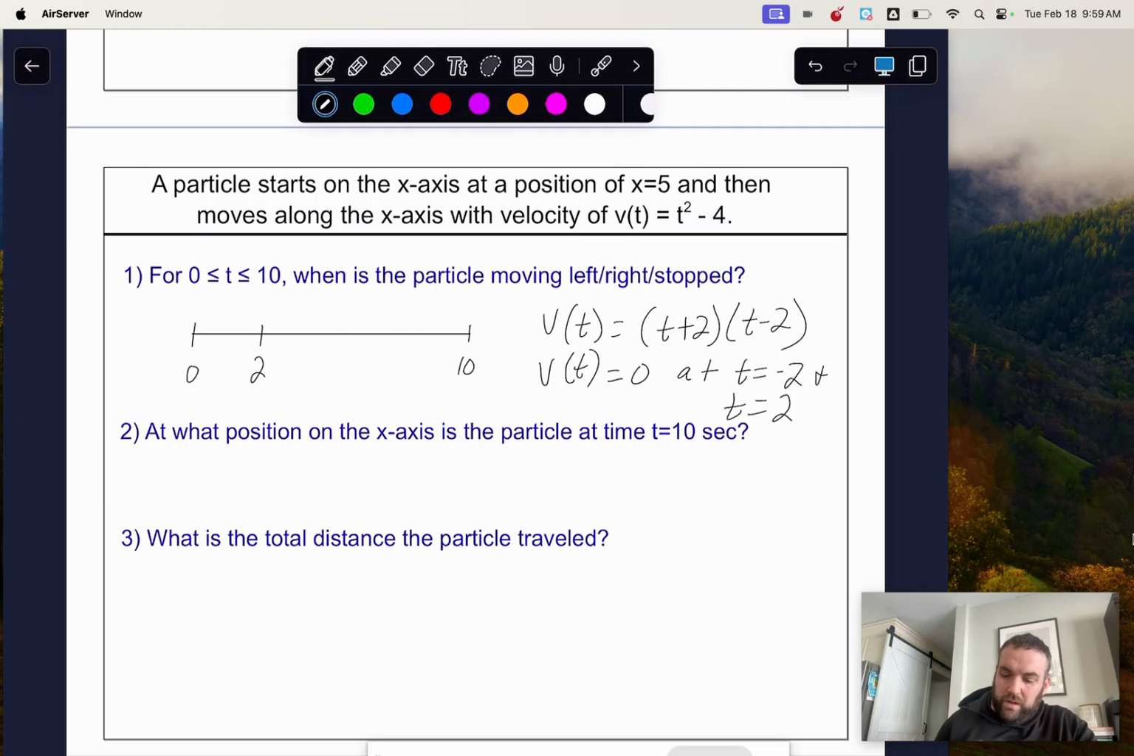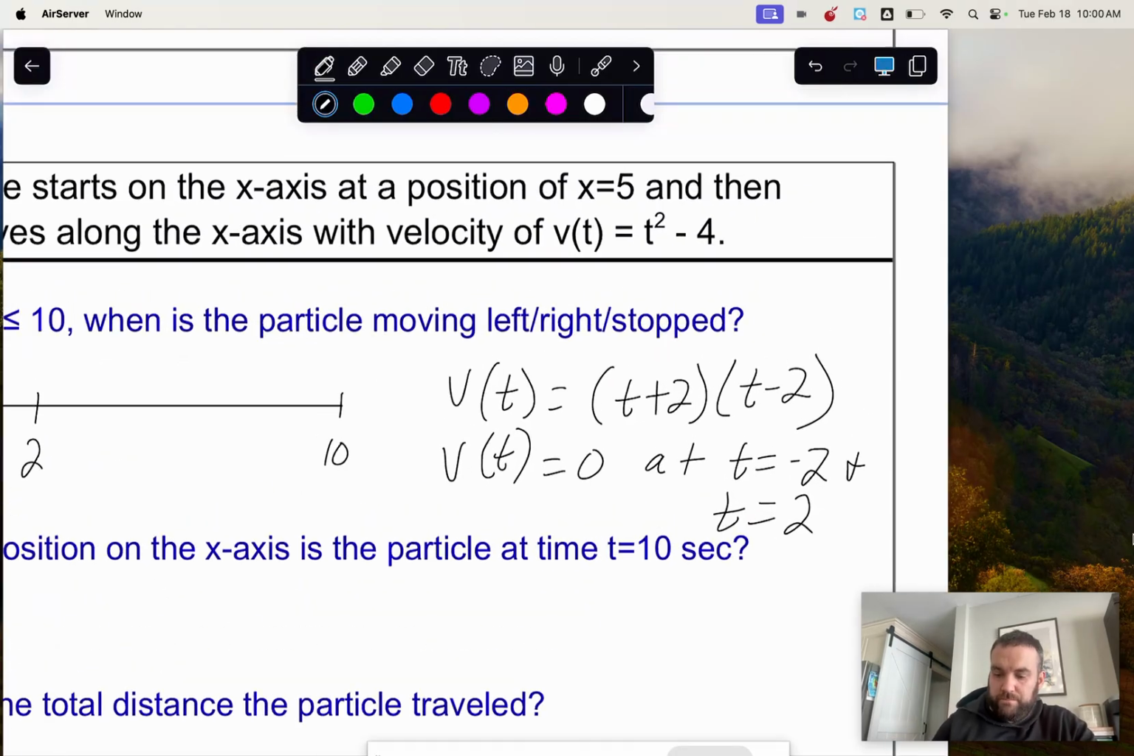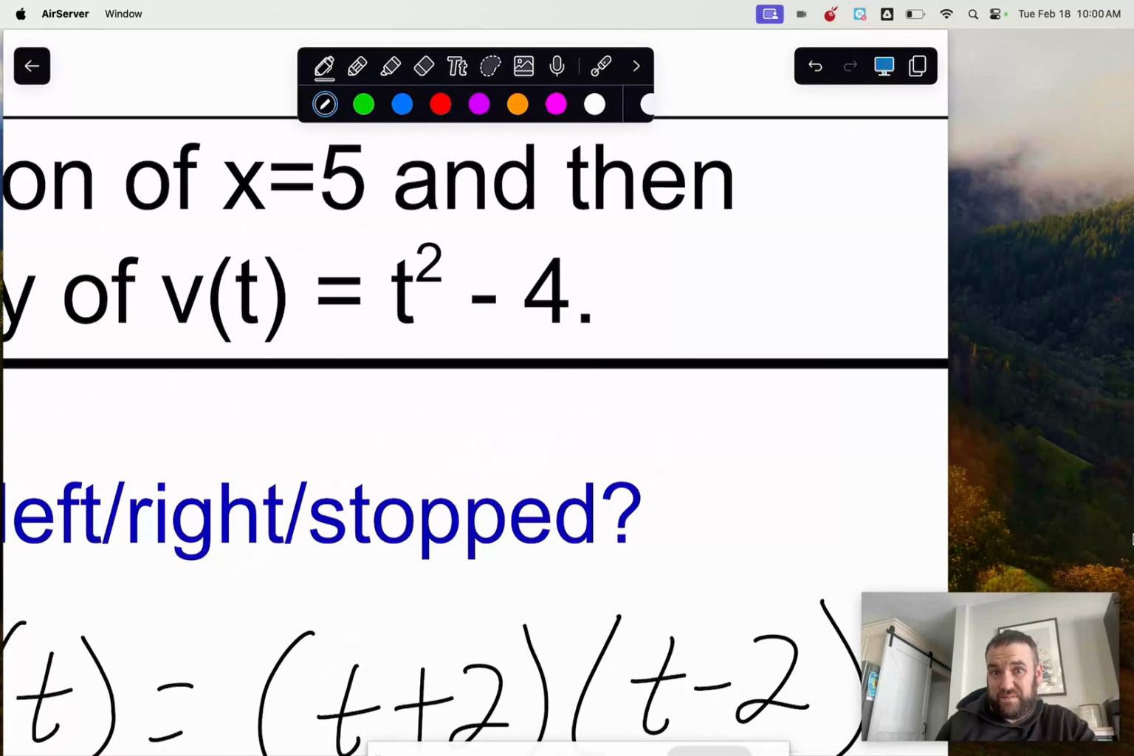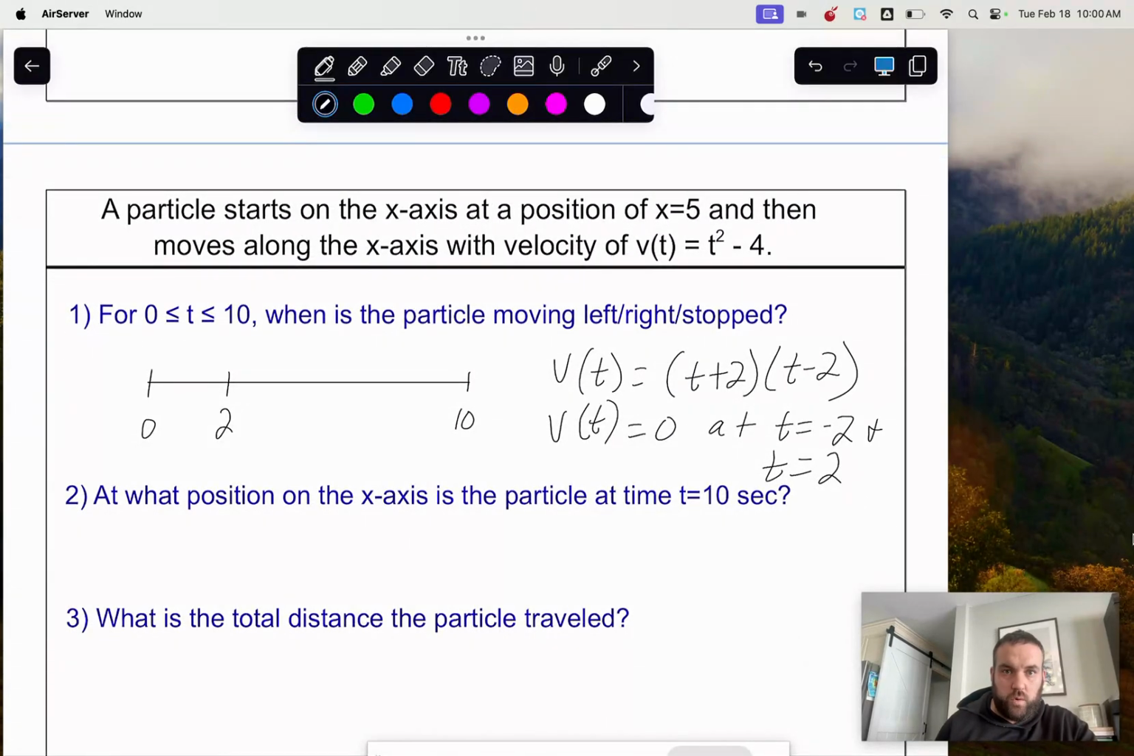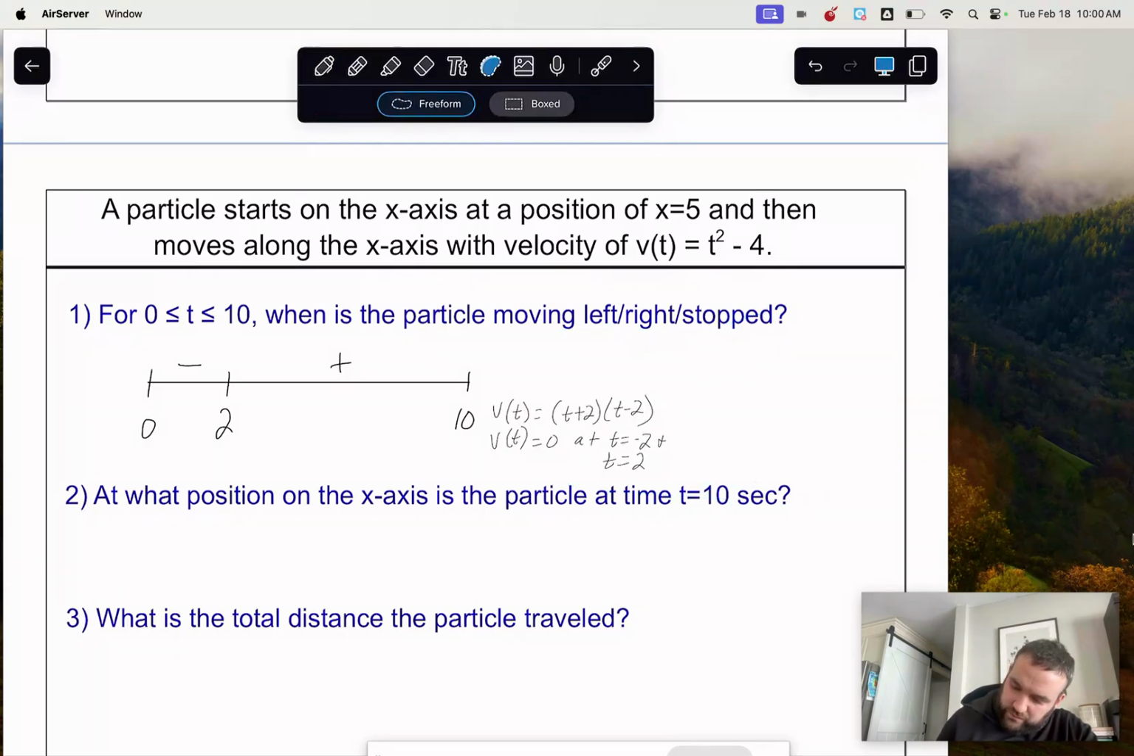And then if I plug in a value between 0 and 2 into the velocity function t squared minus 4, something like 1 squared minus 4 is going to be a negative value. So I'm going to have a negative velocity from 0 to 2, and then I would have a positive velocity from 2 all the way up to 10. So when is the particle moving left, right, or stopped? I'm going to take this and try to shrink it. Okay.